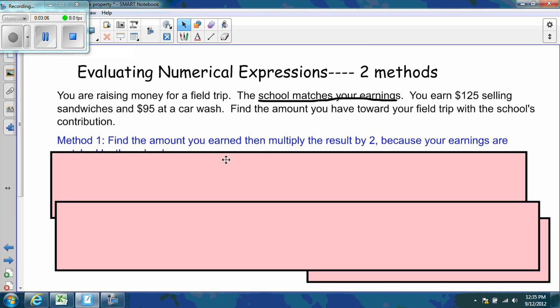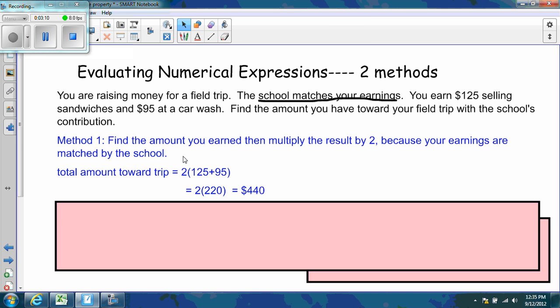So method 1 is find the amount you earned total from both the sandwiches and the car wash. Then multiply the result by 2 because your earnings are matched by the school. So in this case, you could write it as 2 times (125 plus 95). We complete what's in the parentheses. So 2 times 220, we earned 440. That's the first method. So you did what was in the parentheses first, then you multiplied the outside.